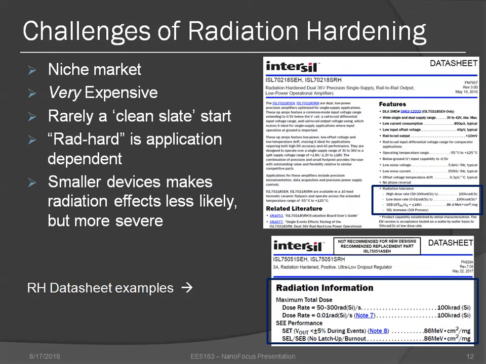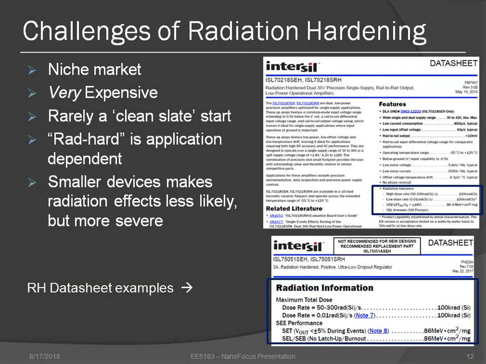And then lastly, it's an interesting observation that as our device geometries get smaller and smaller, radiation effects become less likely, which is a good thing. The probability of a charged particle hitting a nanoscale gate decreases significantly. However, if it gets hit, you can be sure that upset will occur. So the probability of damage decreases, but severity increases.